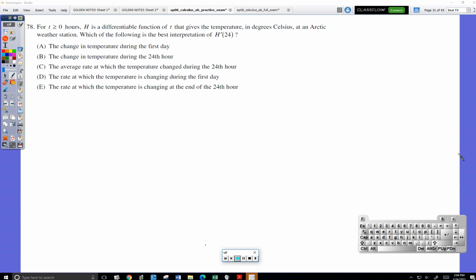Okay. So, what does H represent? The differentiable function. So when it says H is a differentiable function, all that really means is we can find the derivative of H. So that doesn't really tell me what H really is. Like, what is H representing?